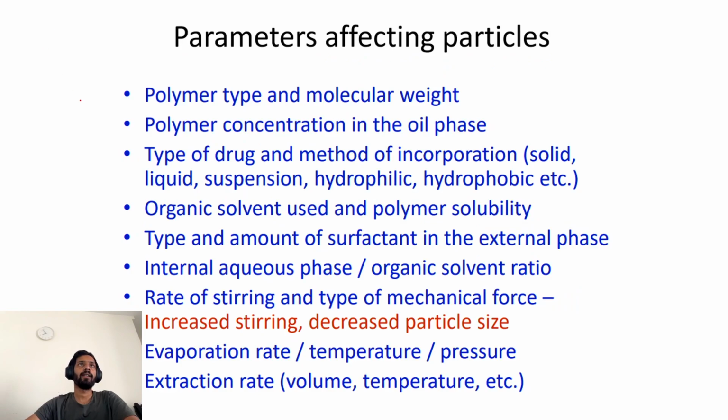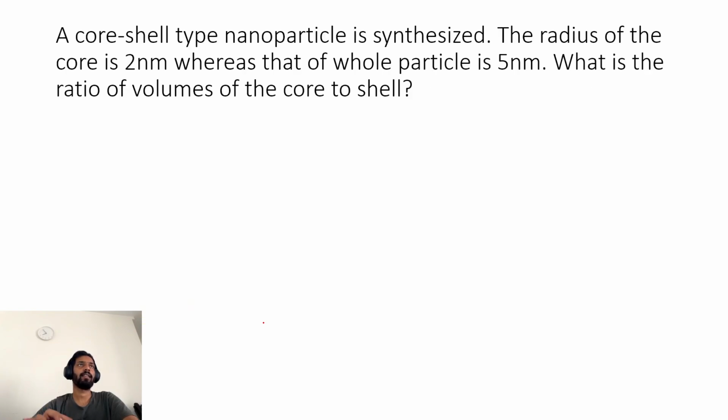So these are the parameters that affect particle size as well as particle formation during single or double emulsion methods: polymer type and molecular weight, concentration in the oil phase, type of drug, method of incorporation, organic solvent used and polymer solubility, type and amount of surfactant in the external phase, internal aqueous phase to organic solvent ratio, rate of stirring and type of mechanical force, evaporation rate, temperature, pressure, extraction rate. So all of these play a very big role in microparticle synthesis using emulsion-based methods. So yeah, none of the above.